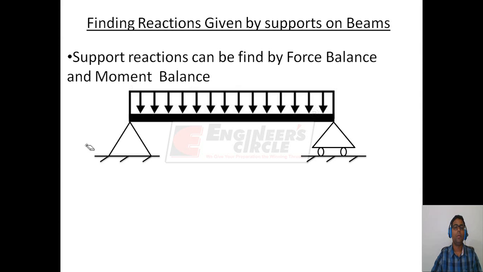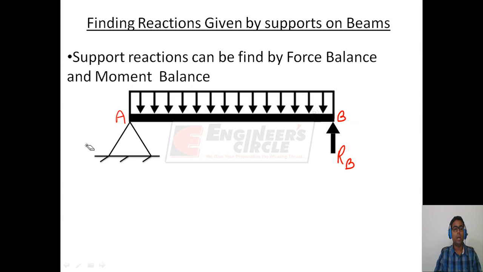To find the reactions given by the support, replace the supports by the reactions that are given by them. For example, a roller support gives only a vertical reaction. Therefore, replace the roller support by a vertical reaction like this. Let this vertical reaction be RB. This end is B and this end is A.